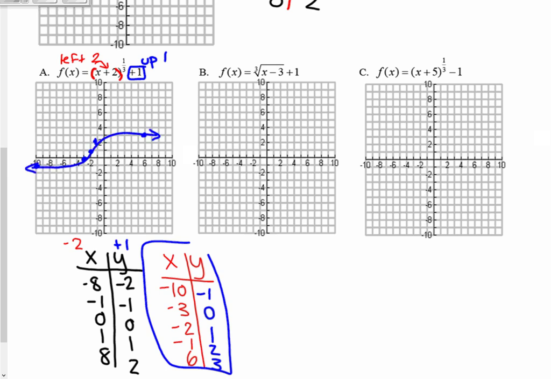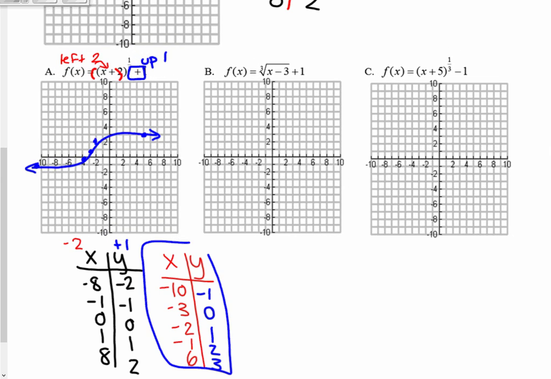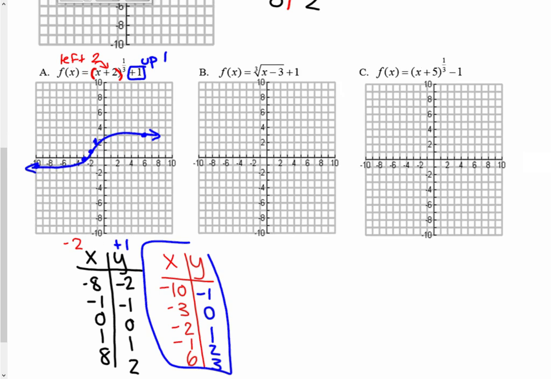So for each graph, I'm always going to start out with my parent table. And then from that parent table, I'm going to apply the transformations that were given to me in the equation. So if I look at B, I'm again going to start with my parent table here. So I'm going to start with that x, y. So I'm starting with -8, cube root of -8 is -2. -1, cube root of -1 is -1. 0, we get 0. 1, 1, 8, 2.